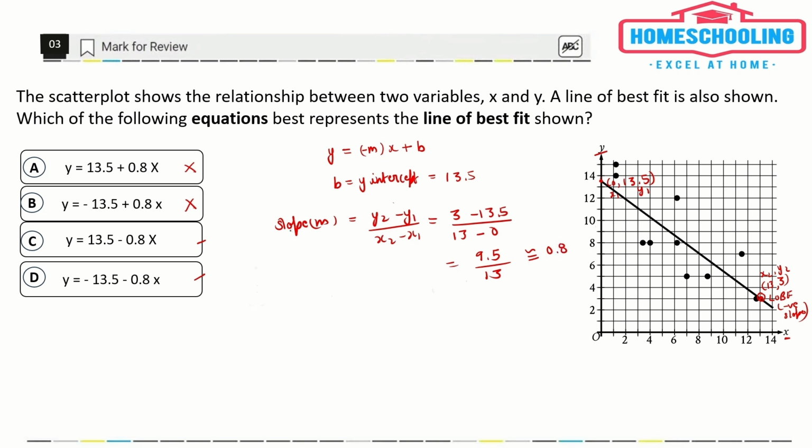Sorry, one more thing: 3 minus 13.5 is negative 9.5, so this is also going to be negative. Our equation is y is equal to mx plus b. So our slope m is negative 0.8, giving negative 0.8x plus b, where b is our y-intercept, 13.5. So this is your answer. Option C is your correct answer. Let's move on to the next question.